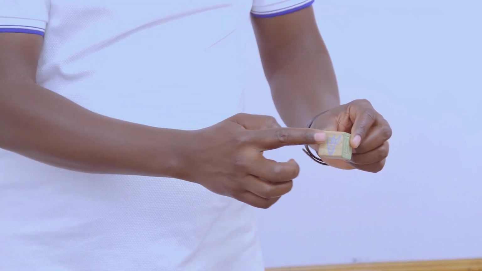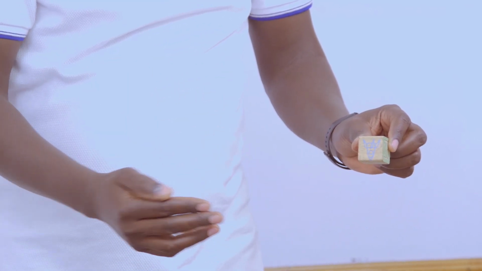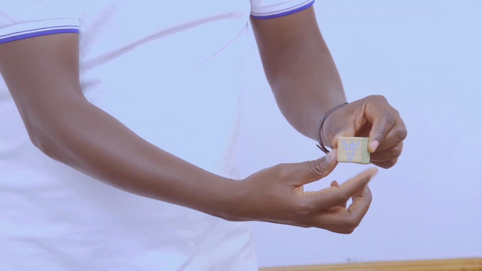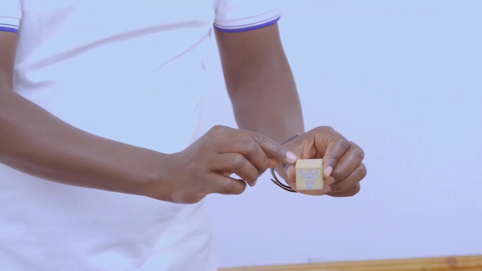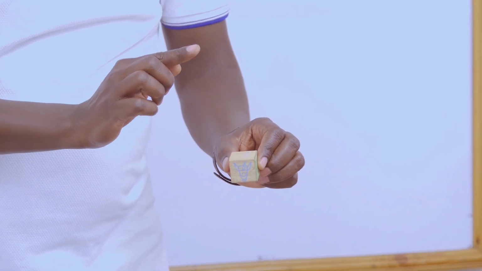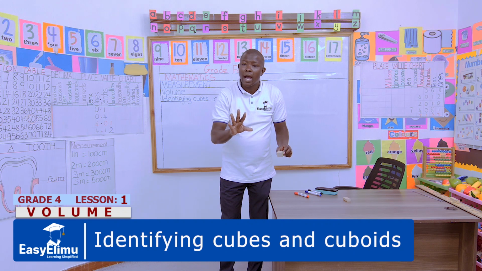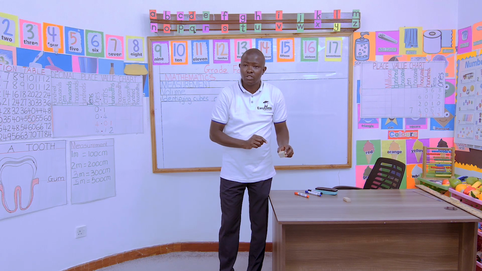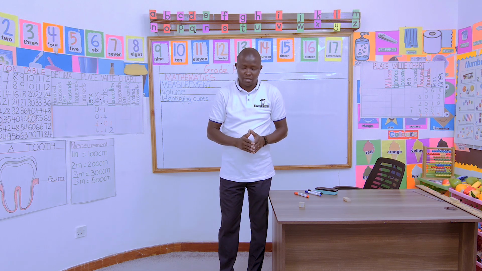I'm repeating. This is a side of a cube or a box. Let me use just a box. A box has one side, another side, another side, another side, the top side, and the rear side. And for it to be a cube, all sides are equal. In other words, a cube is made up of 6 square faces. This side and this side are equal.